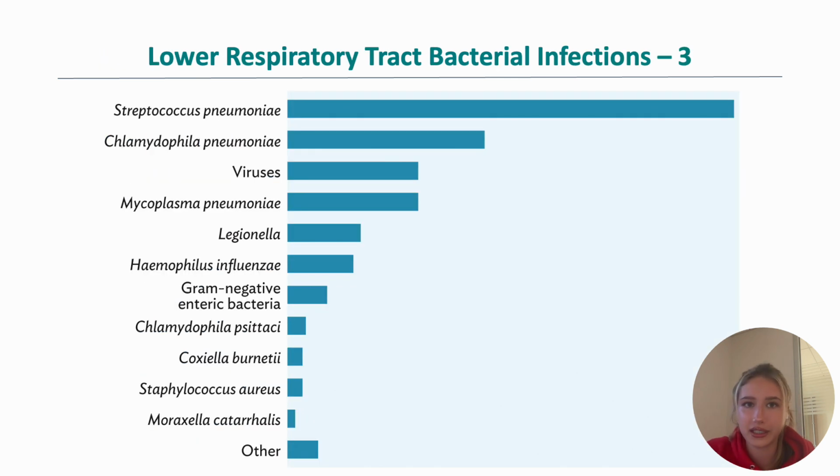In this data diagram over here, we can see that the leading causes for lower respiratory tract bacterial infections include Streptococcus pneumoniae, Chlamydophila pneumoniae, and other viruses.